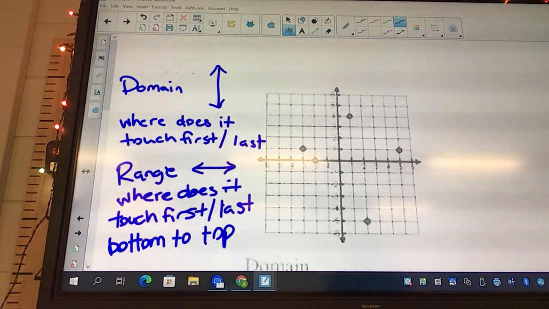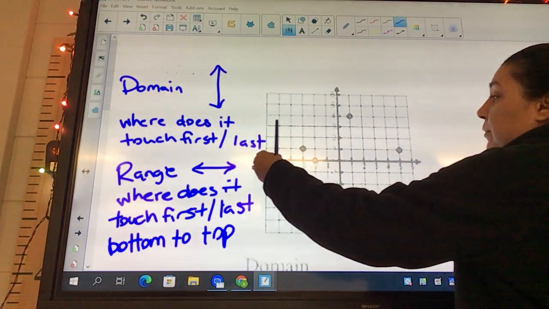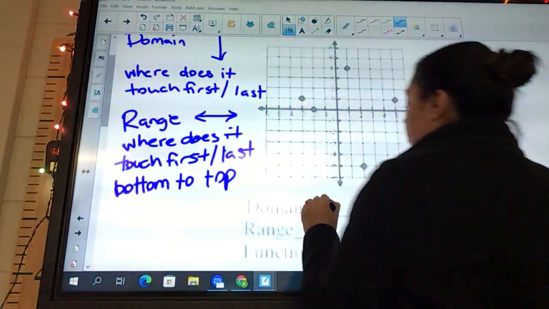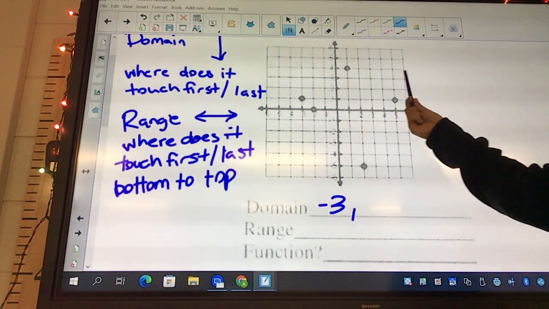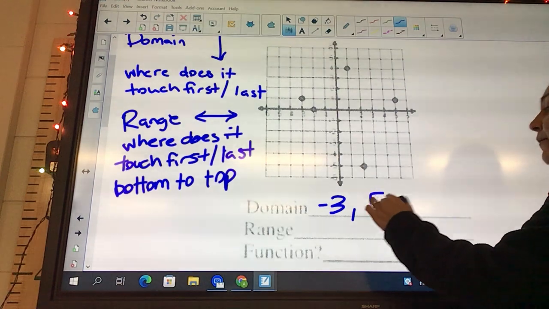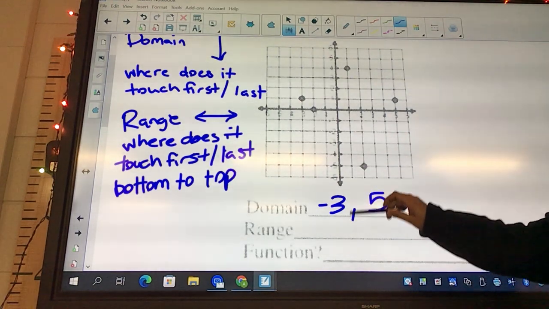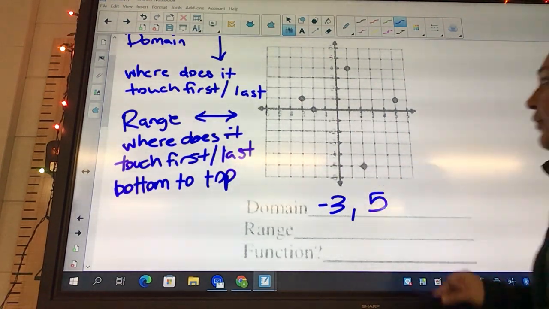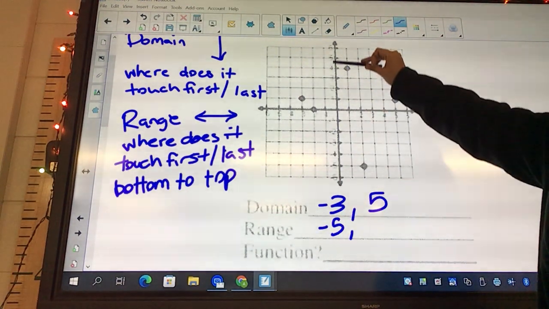So we start out with our pencil going this way. What's the first piece of the graph we touch? -3. So it goes from -3 to, what's the last piece we touch? 5. The range, we start out with our pencil sideways, and we work our way from the bottom to the top. What's the first piece it's going to touch? -5. And what's the last piece it touches?